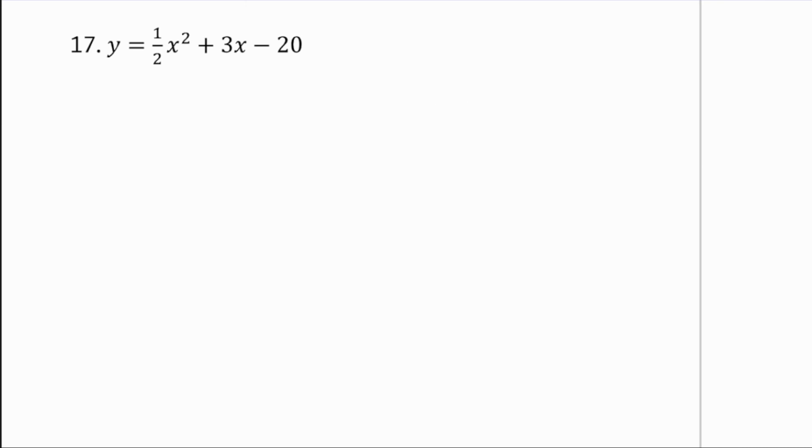17, I think, factors of, I don't know. I'll be honest, I'm not certain if this technique works when it's a fraction. I don't see why it wouldn't though. Okay, I'm going to try it. So I'm looking for two numbers that multiply to half of negative 20, which is negative 10, and add to 3. Okay, so it's going to be positive 5 and negative 2.